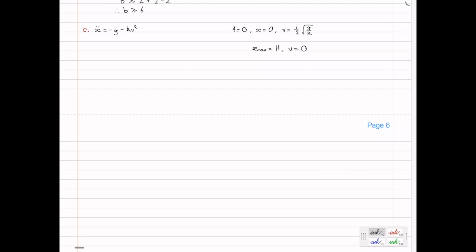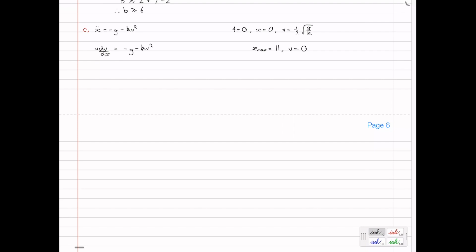Okay, so these are our 2 main bits of information that we need to extract from that long paragraph that I just wrote out. And what else? We're told that using x double dot equal to v dv on dx. So they've pretty much told us that we need to substitute v dv on dx for x double dot. So let's go ahead and do that.